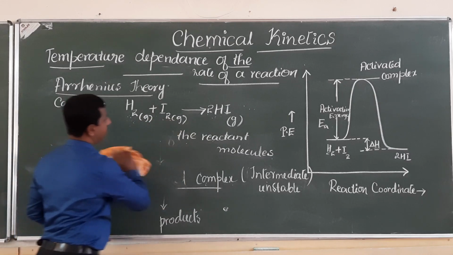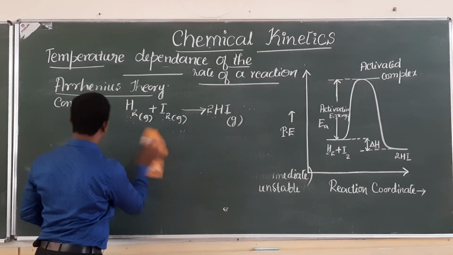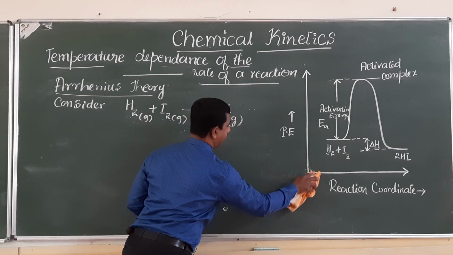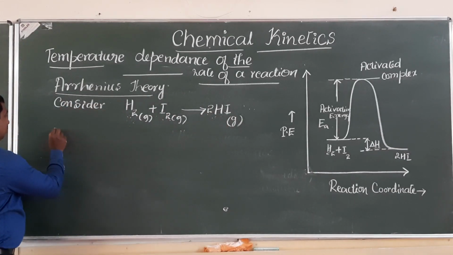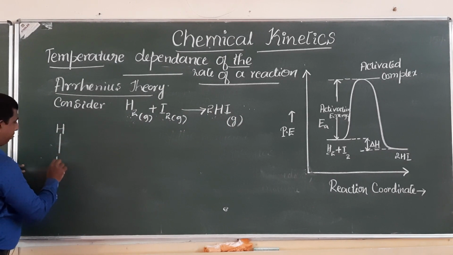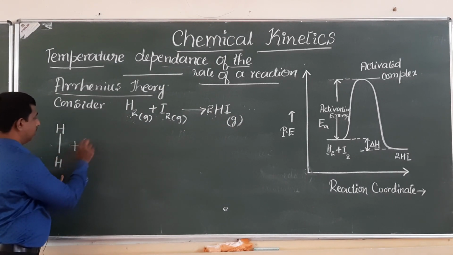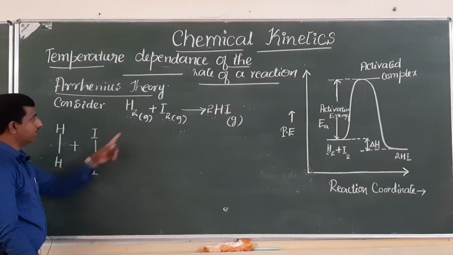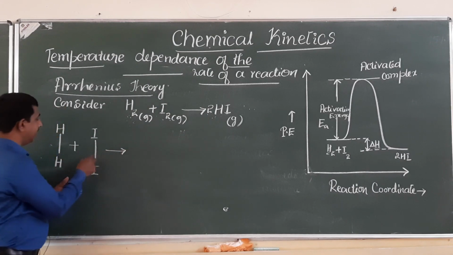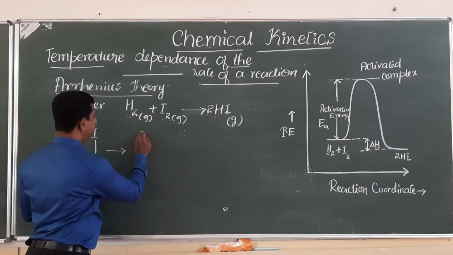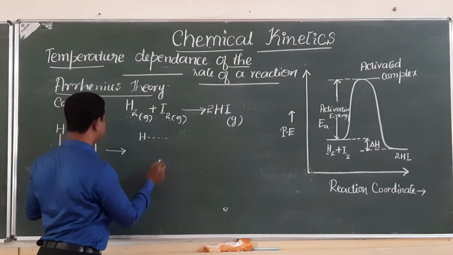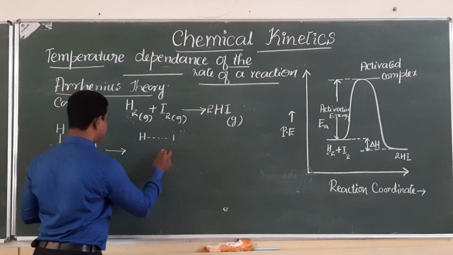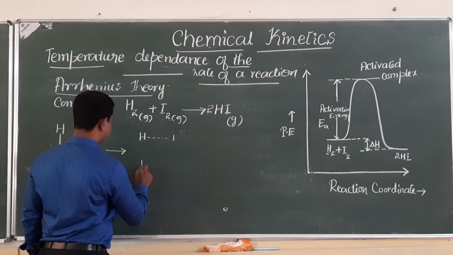Let us write the formation of activated complex and formation of the product by using the equation. See, this is hydrogen molecule, H2, combining with I2. Hydrogen combines with iodine. So, collision takes place between hydrogen and iodine. Collision leads to the formation of hydrogen iodide, correct?